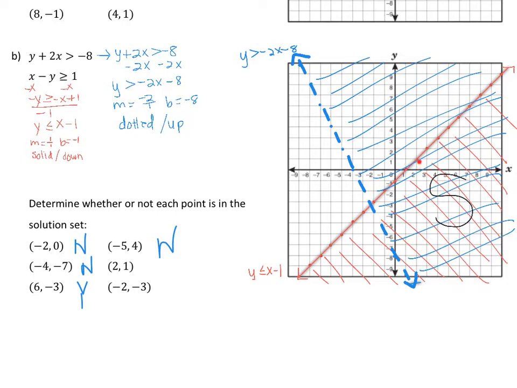2, 1. Now, it's on the line. It's on the boundary here. Because it's a solid line, yes, it's part of the solution. That solid line borders the shaded region, the solution set. So I'm going to say yes, it is. Again, because it's a solid line.